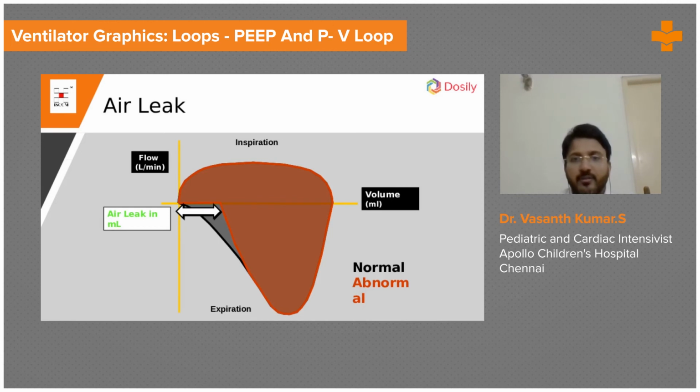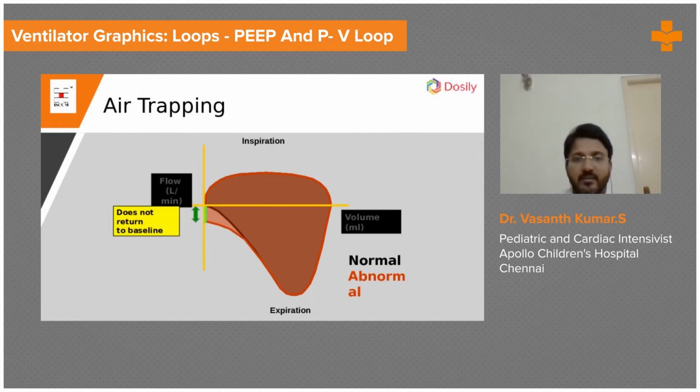Your inspiratory flow reaches a particular volume, and again this same volume is not coming and reaching the baseline here. That means some amount of volume is lost. This is again called a leak.